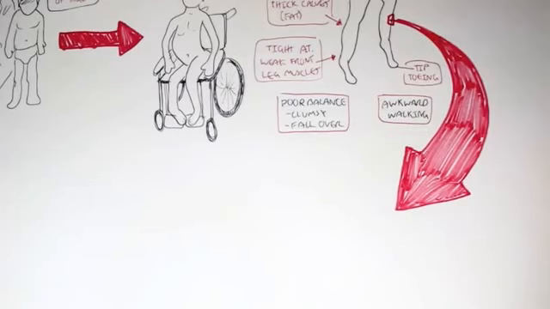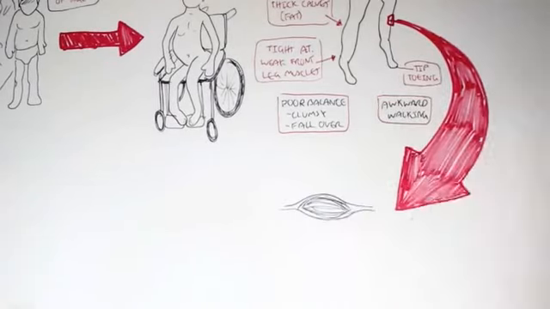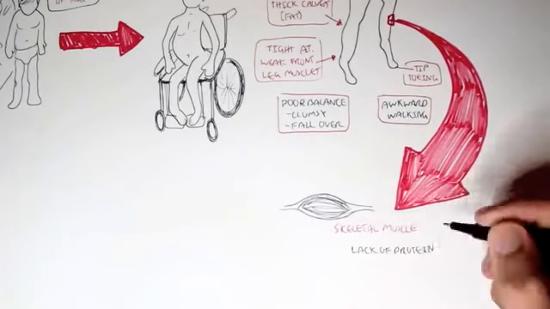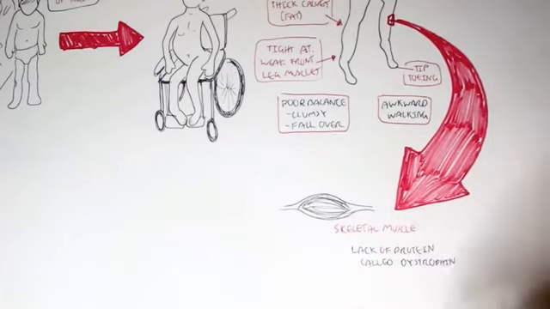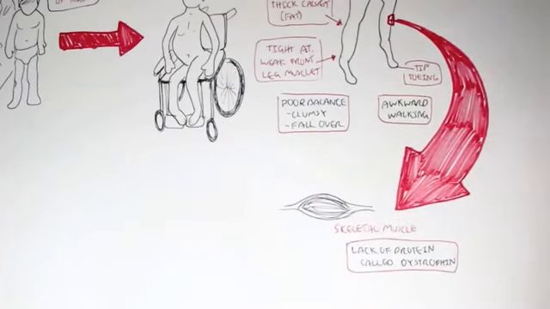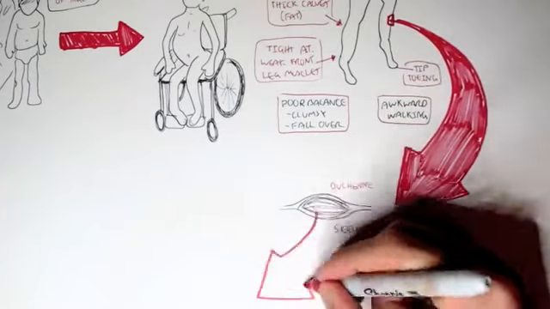So let's look at the pathophysiology and look into what's happening in these muscles, the skeletal muscles. Well, in the skeletal muscles, there's actually found to be a lack of a protein called dystrophin.